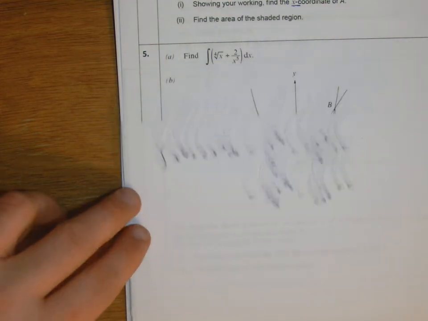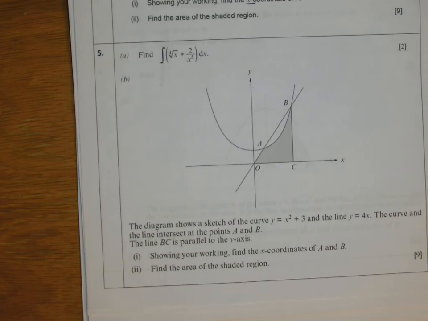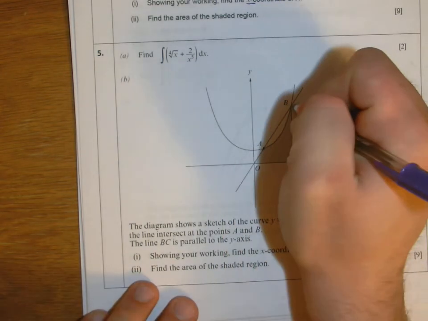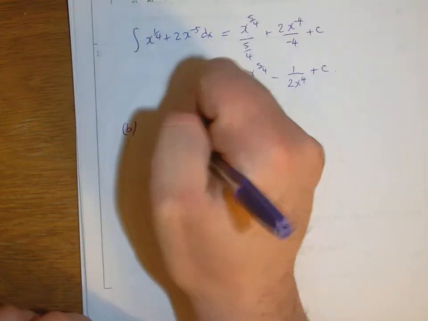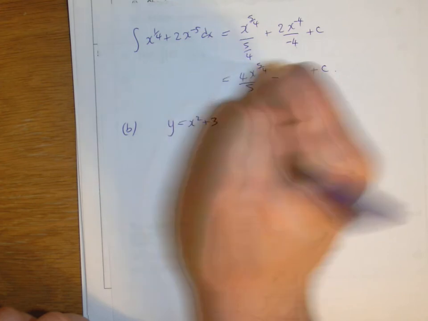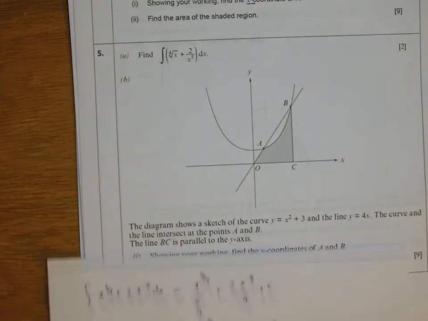Okay, part B then, you've got this here, and it says the diagram shows the curve and the line y equals 4x, and they intersect at the points A and B. So it says then, showing your work, find the x coordinates of A and B, so these here. Okay, so where the line and the curve intersect. So again, simultaneous equations. Okay, so y equals x squared plus 3 and y equals 4x. Okay, that was the curve, that was the line.